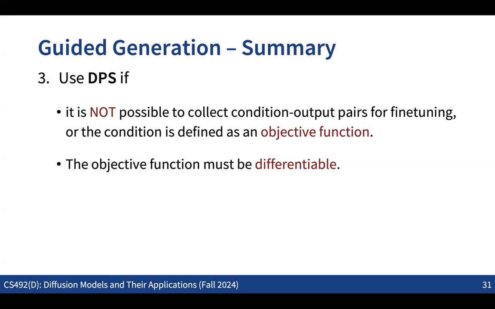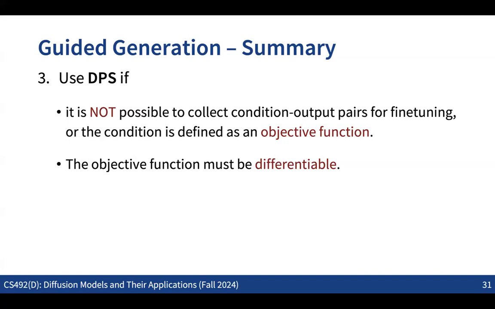So these are the cases when we do not have pairs, or when we cannot define the constraint in a data-driven way with condition-output pairs, but with an objective function. But this is still the case that the function should be differentiable. If the function is not differentiable, that becomes a big problem. Then we need to really think about using reinforcement learning and many other things. So it's always better to have a differentiable objective function.